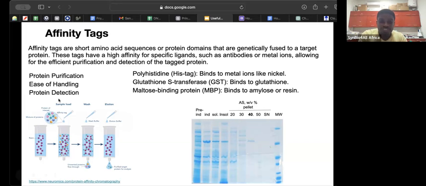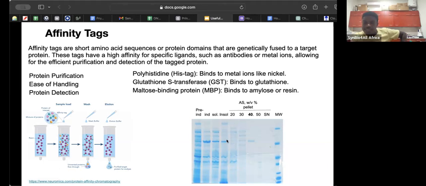Then you pass your protein through the column, and this column has the resins in there. So what is going to happen is that the tagged protein is going to attach itself to the resins in the column, and then you can just wash off every other debris that does not have that ability to tag itself to whatever affinity tag that you have, right? So then once you do that, you can elute and then get your pure protein out.